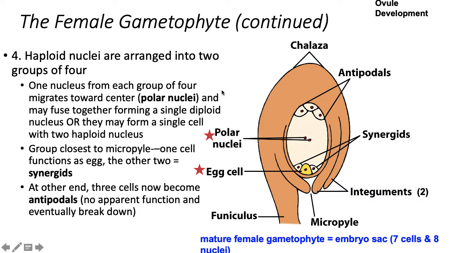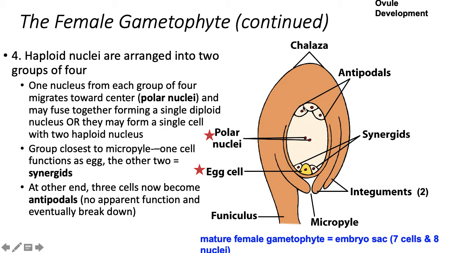These 2 become a structure called the polar nuclei. Now they could remain separate, if you will. They can form a single cell with 2 haploid nuclei, or they can fuse together to form a diploid nucleus. And don't ask me how it decides. I don't know. So that's the polar nuclei.